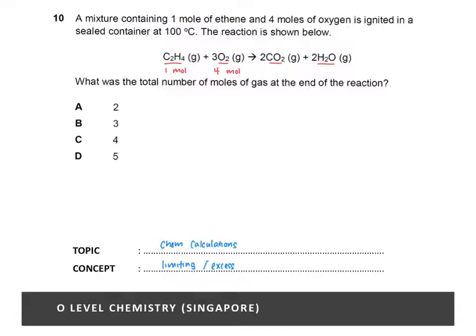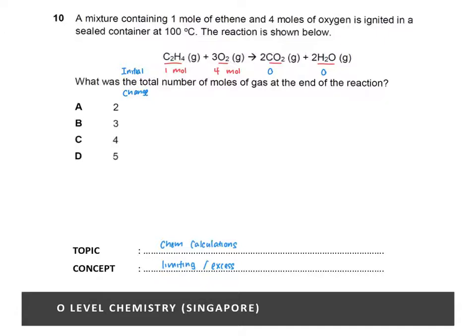So initially, we have 1 mole of ethene, 4 moles of oxygen, and then initial means before any reaction, so there are no products formed yet. Now what does change mean? Change means the number of moles of each reactant that's undergoing reaction and the number of moles of products that are formed. So what do I mean by that?